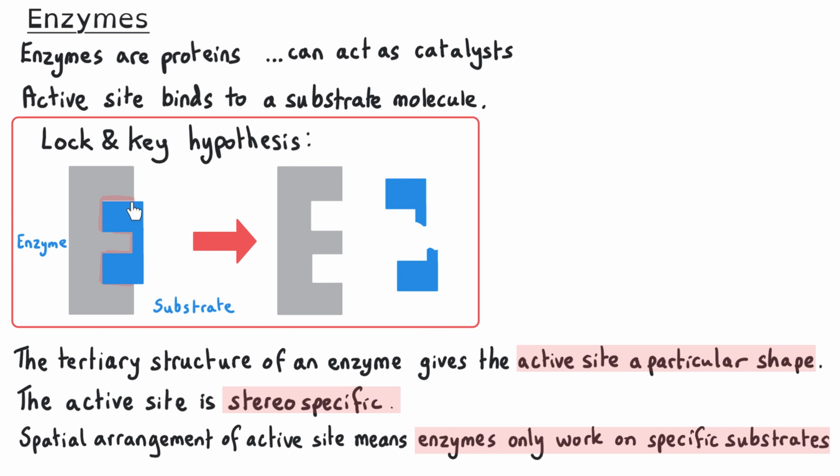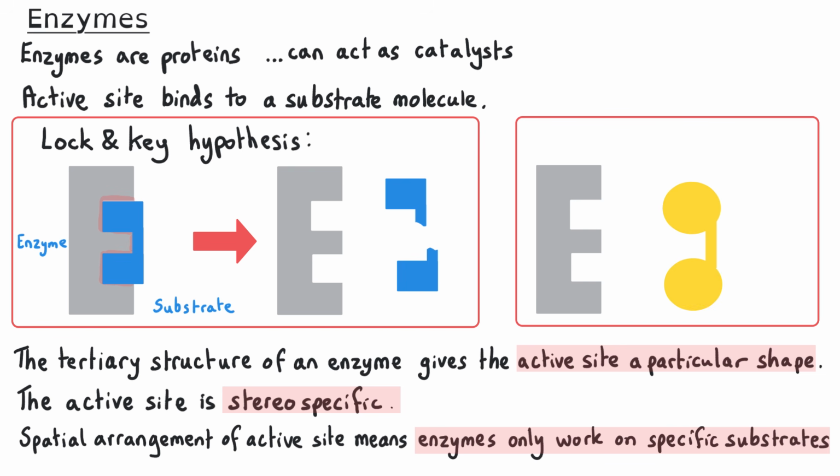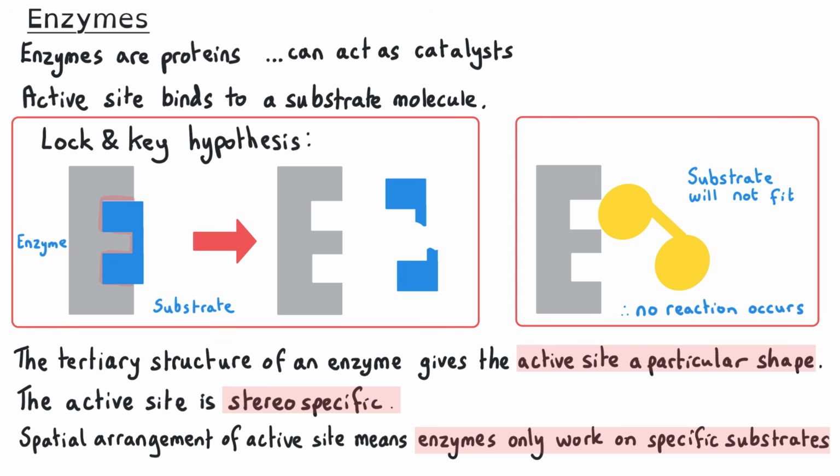Notice how our blue substrate has two square sections that fit perfectly into that active site. If we take a look at this second diagram, you'll see a different substrate, this time made up of yellow circles, and it doesn't fit into the active site of our enzyme at all, and so no reaction takes place. This shows how the enzyme's stereospecific shape determines which reactions it can catalyse.